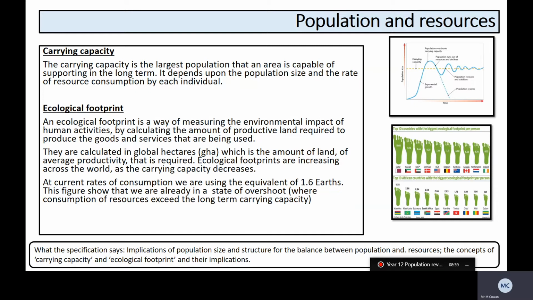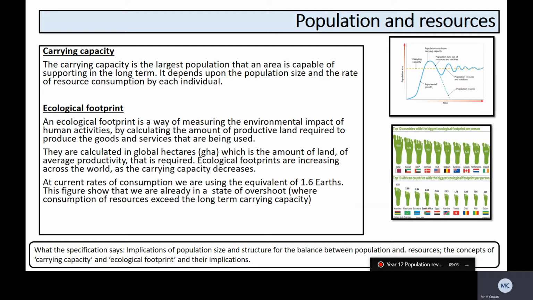The ecological footprint is a way of measuring the environmental impact that we have, and it calculates the amount of productive land required to produce the goods and services that are being used. Now, this is calculated in GHA, global hectares, and that's the amount of land of average productivity that is required for this purpose. Now, we do know that ecological footprints are increasing across the world.